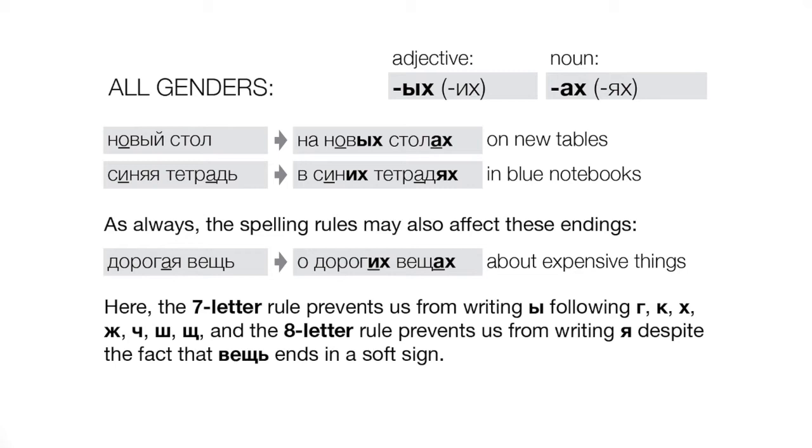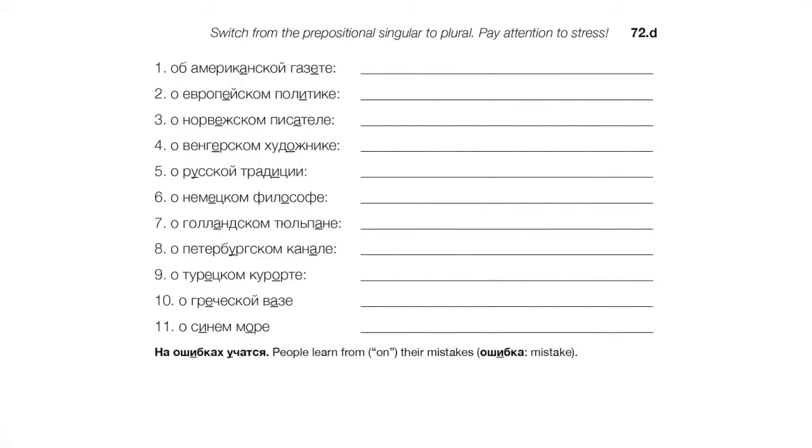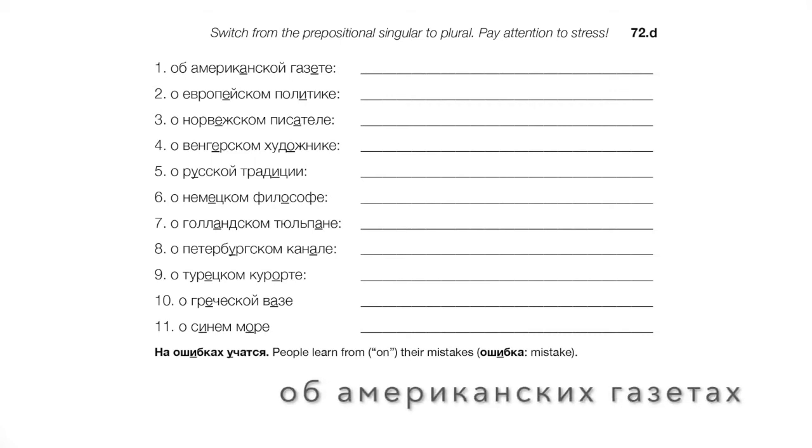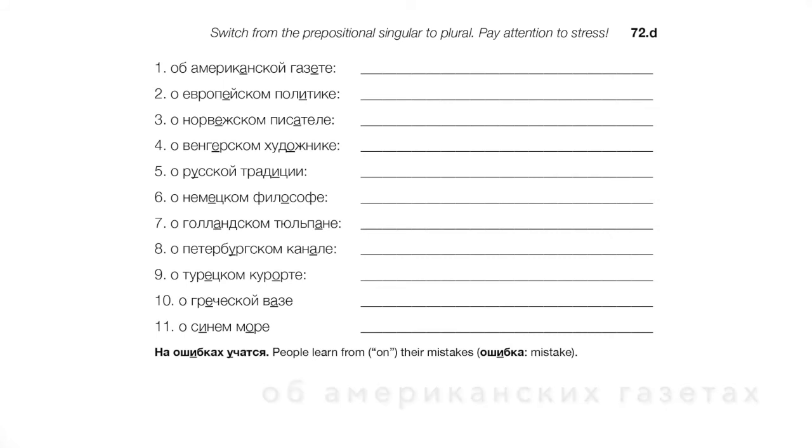Okay, so here we're given phrases first off in the prepositional singular. Let's switch that to the plural. So again, this should be relatively easy. About an American newspaper, об американской газете. About American newspapers would be об американских газетах. About European politics, политика here is in the singular.